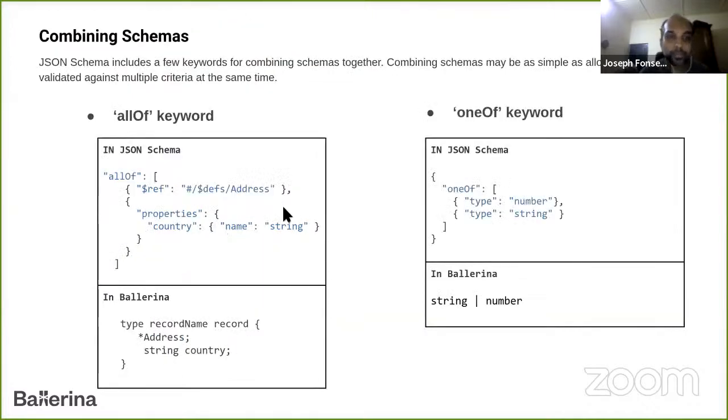And we also do support some of the complex schema types defined in the JSON schema specification. When it comes to allOf and oneOf, we have support on mapping them to Ballerina. When it comes to allOf, we use type inclusion, and when it comes to oneOf, we use Ballerina union type.